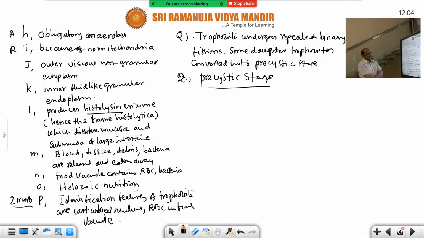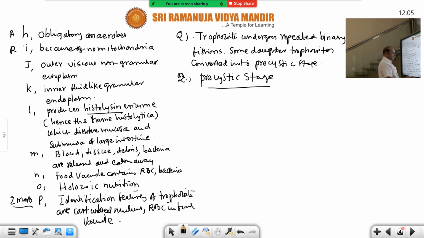So by binary fission, it occurs repeatedly by the trophozoite stage. So the type of asexual reproduction in Entamoeba, if anybody asks you, is binary fission. Okay? And in the same way, the mode of nutrition, if anybody asks you, is holozoic, because they engulf cell debris, tissue debris, RBCs, and bacteria after dissolving the mucous membrane of the large intestine. So they take that. Next stage, some of the daughter trophozoites are converted into the pre-cystic stage.